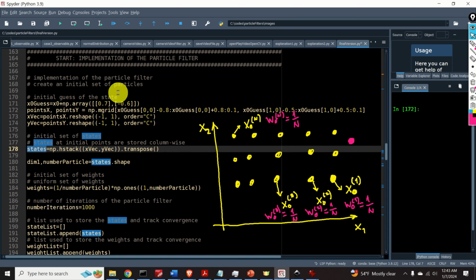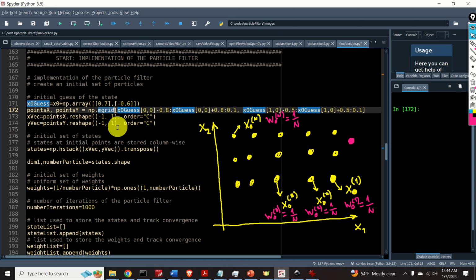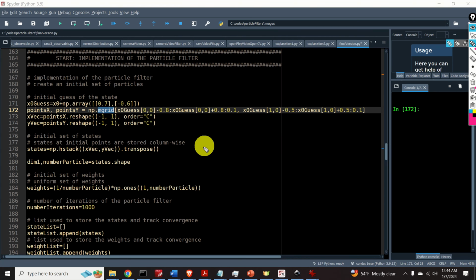This is how we create the initial set of particles in Python. We use the initial state of the system. In practice, we don't know the initial state of the system, however, we know the initial guess. Consequently, over here, we generate the initial guess. Then, we use the numpy function numpy.mgrid, which is short for mesh grid, to create the grid. Then, we reshape the points, and we create this matrix storing all the initial states. Let's explain this matrix in more detail. This matrix of states has this structure.